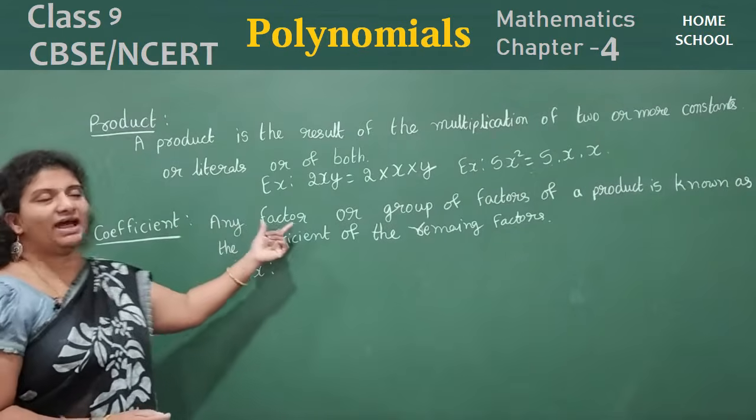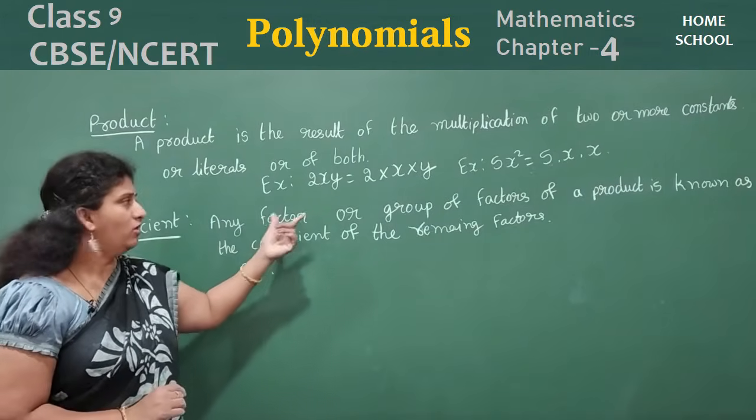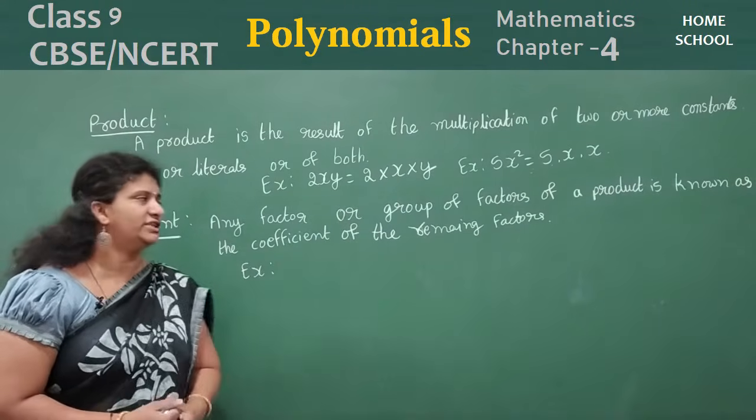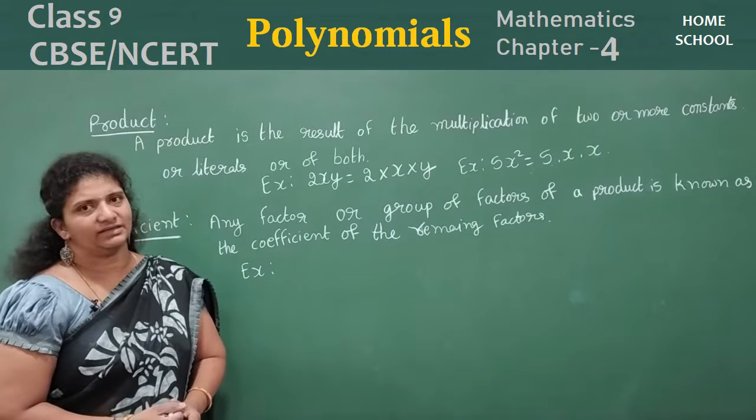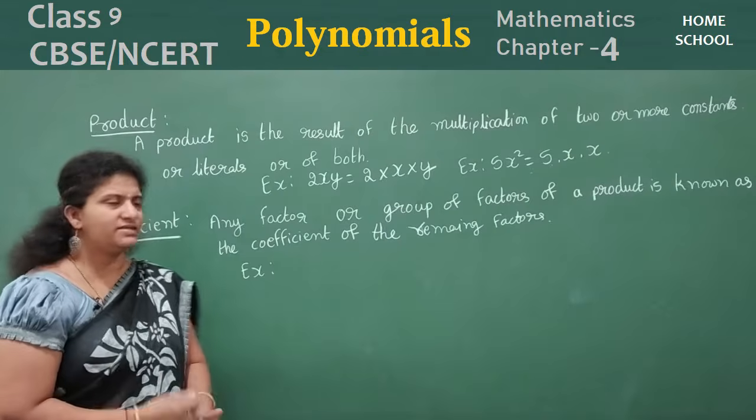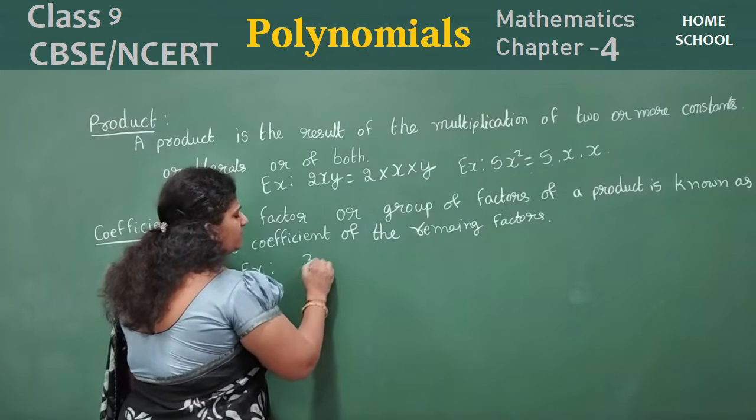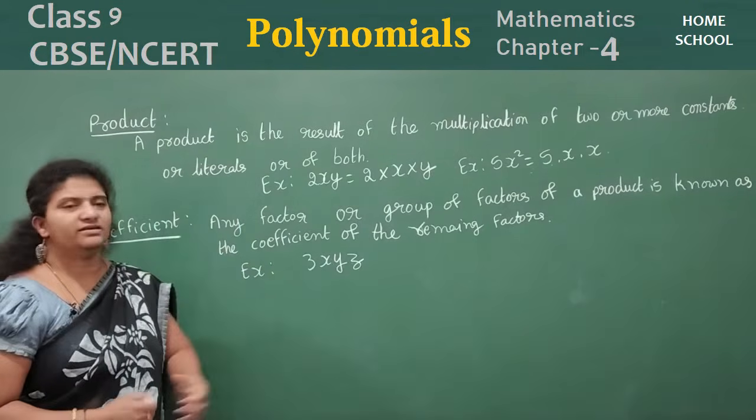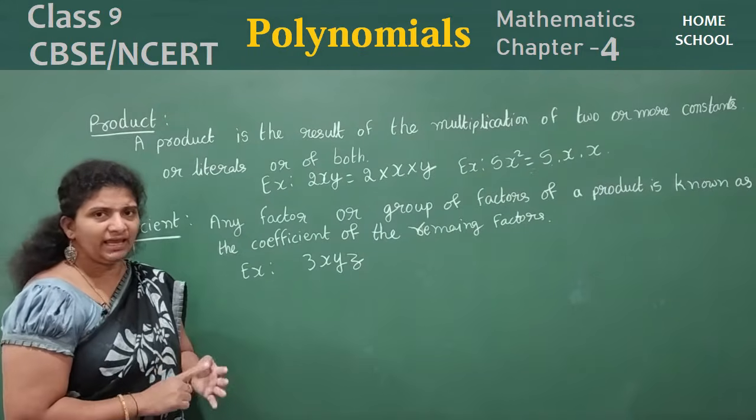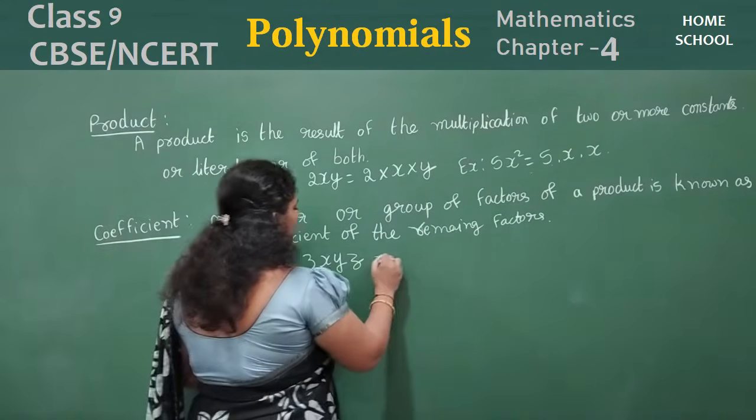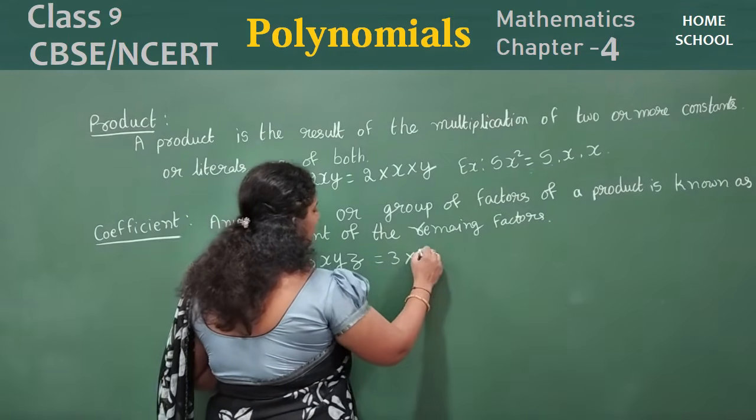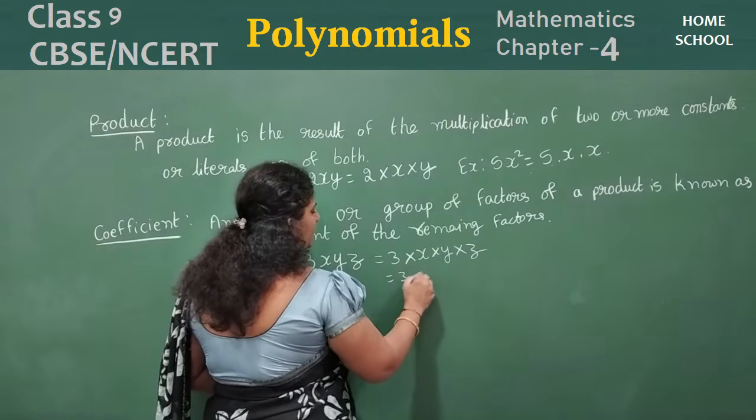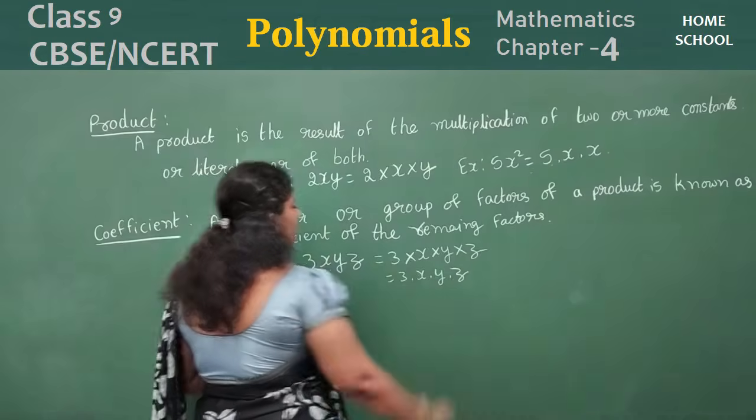Coefficient. Any factor or a group of factors of a product is known as the coefficient of the remaining factors. What does the statement indicate? Let me take one example. 3xyz. Split this into factors, children. 3xyz. Look here, product I am writing here. Separate 3 into x into y into z, right? Or you may write this 3.x.y.z also.